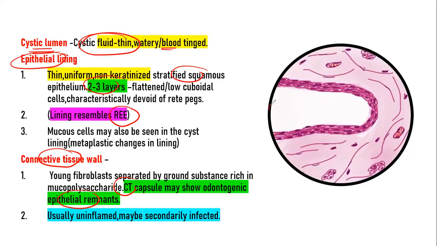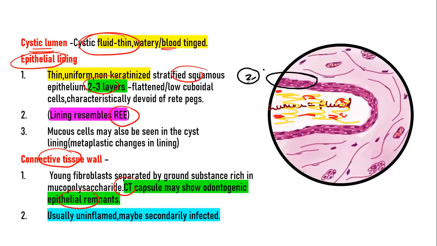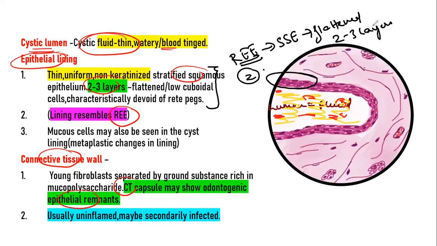Okay, so the first thing, the lumen, I told you it contains usually a cystic fluid, which might be pale yellow in color, and occasionally it might be blood tinged if secondarily infected. Okay, then you go on to the epithelium lining. Right, so epithelium lining, again and again we have talked in the etiopathogenesis, is derived from the reduced enamel epithelium. So it contains stratified squamous epithelium with flattened cells, usually 2 to 3 layers. Characteristically, there is no rete pegs. Right? I'll come back to this.